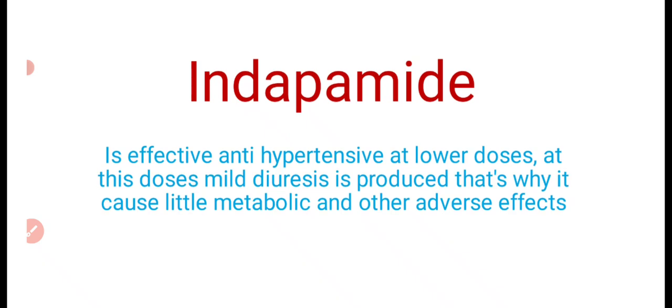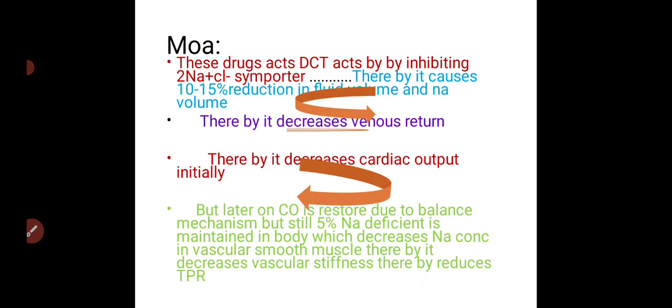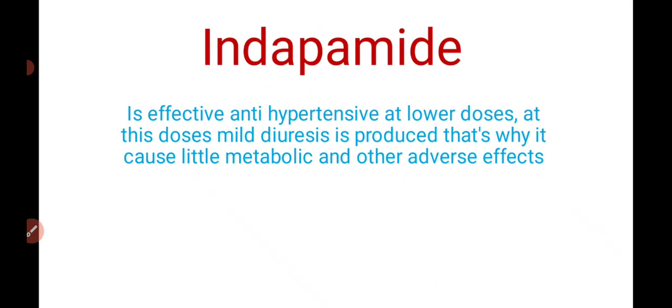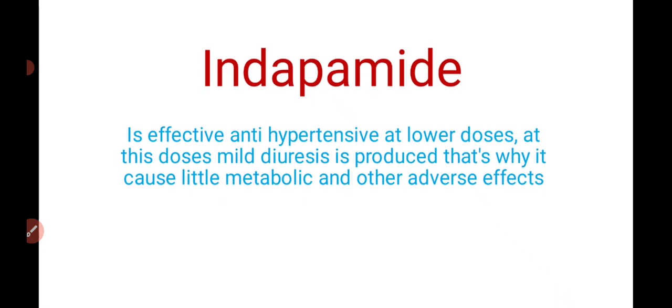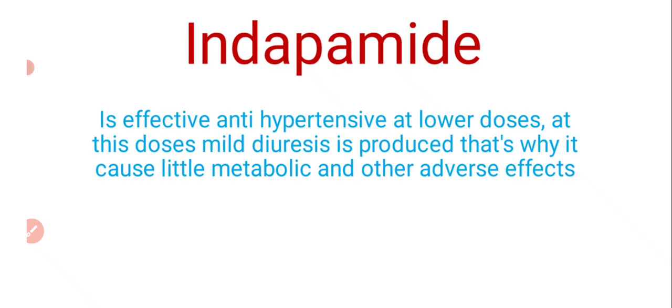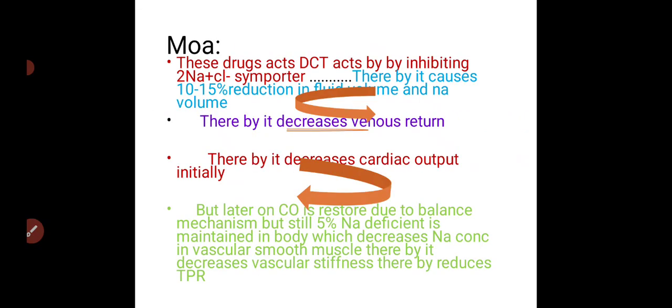Another drug here. The two major thiazide diuretics we use for hypertension are chlorothiazide and hydrochlorothiazide. Recently another drug has also been introduced, that is indapamide. It is a moderate efficacy antihypertensive, but it is effective at lower doses.